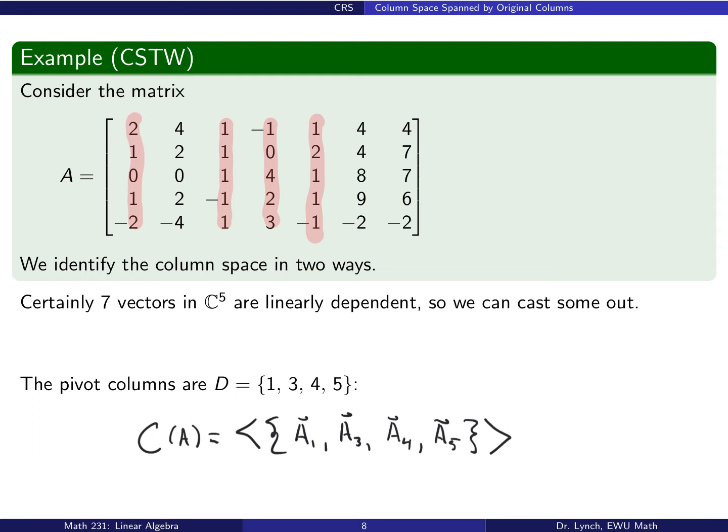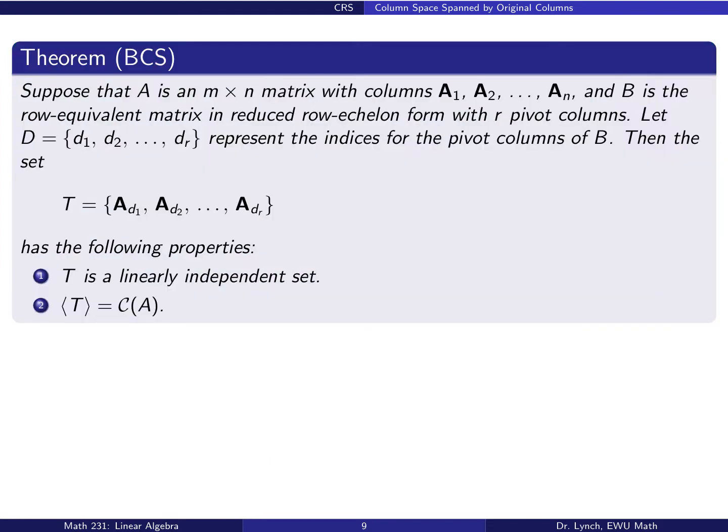Now you might imagine we can always do this, right? We can always cast out vectors, and when we say always, we mean a theorem. So here's the theorem. Suppose that we have a matrix A with n columns. B is a row equivalent matrix in reduced row echelon form with r pivot columns. We'll partition those pivot columns by D1 out to Dr.